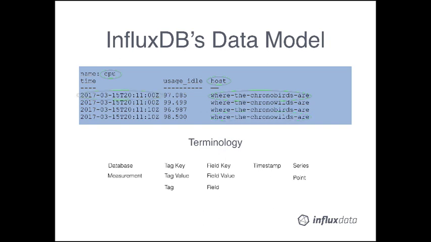The last part of the data model is a point. A point is a collection of fields with a unique series and tag set combination. In this table, we have 4 different points. The green circles identify points by their series and timestamp. The series is made up of the CPU measurement, the tag host equals where the chronobirds are, and the timestamp for March 15th at 8:11 p.m. UTC. Notice that the field key is not part of the definition of a point. A point can consist of several field keys and their values with the same timestamp.